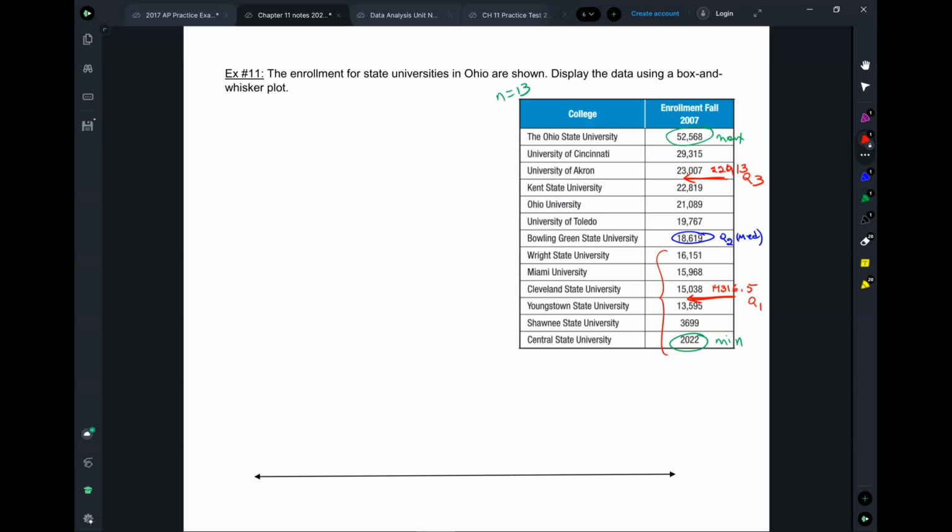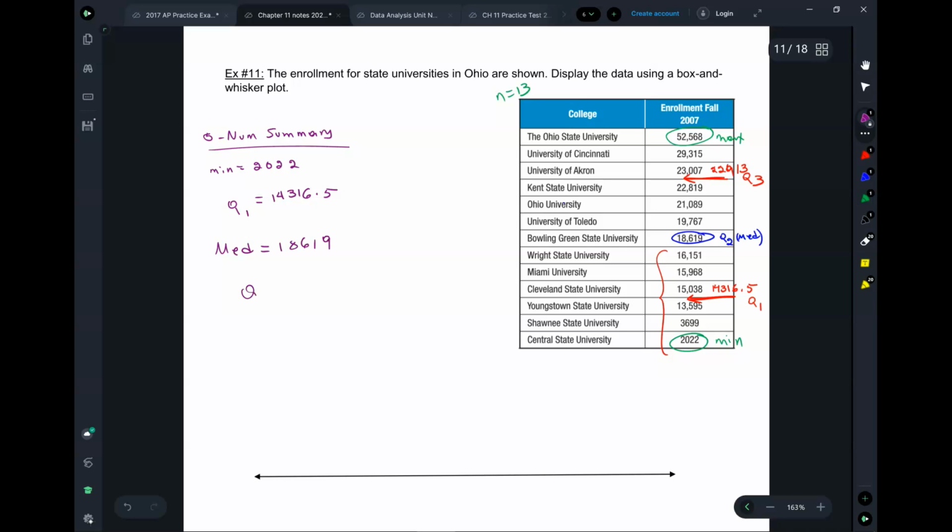Okay. So, first thing we need is a 5-number summary. All right, the minimum, Q1, median, or Q2, those are interchangeable, Q3, and the maximum.